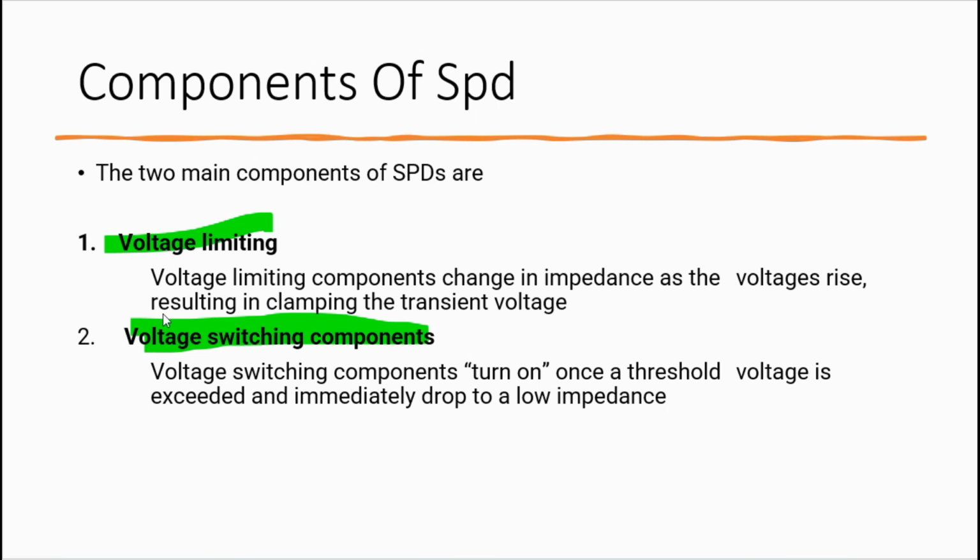While the voltage switching component acts like a very high impedance device, once it senses the transient, it goes into the switching phase and acts as a low impedance device. Once it becomes a low impedance device, it provides a low impedance path for the voltages that exceed the limit, thus providing a safe passage to the earth.